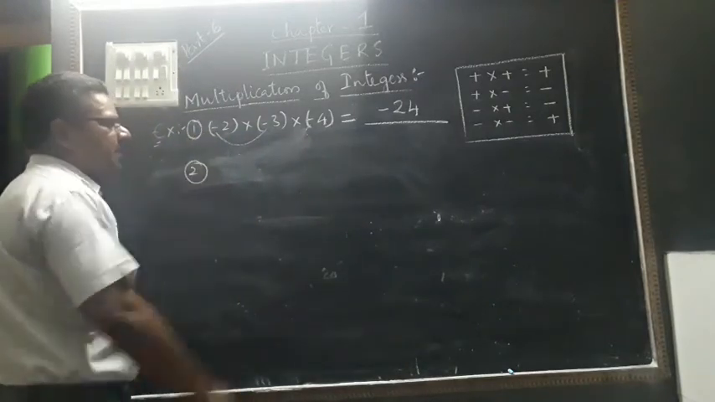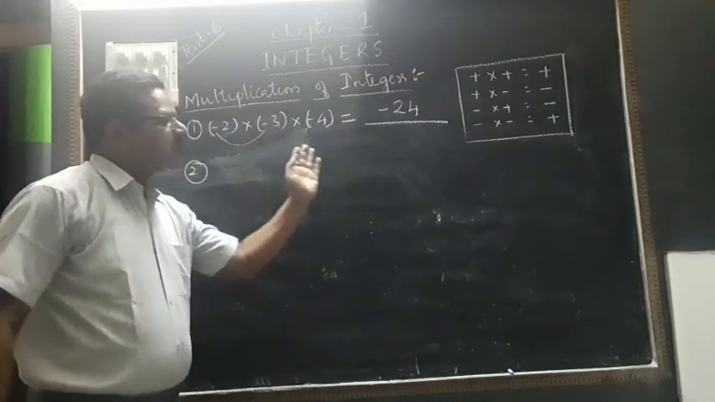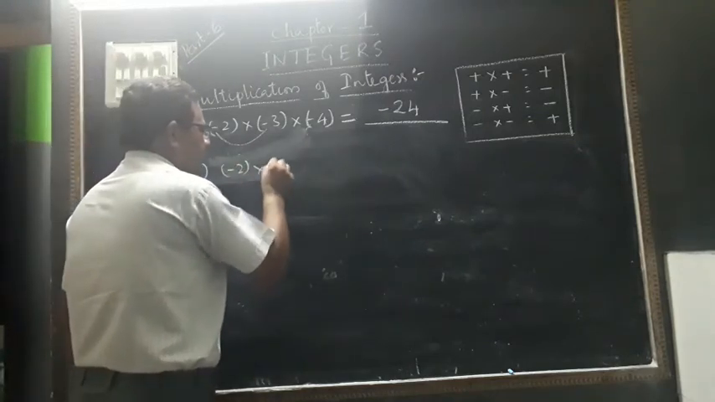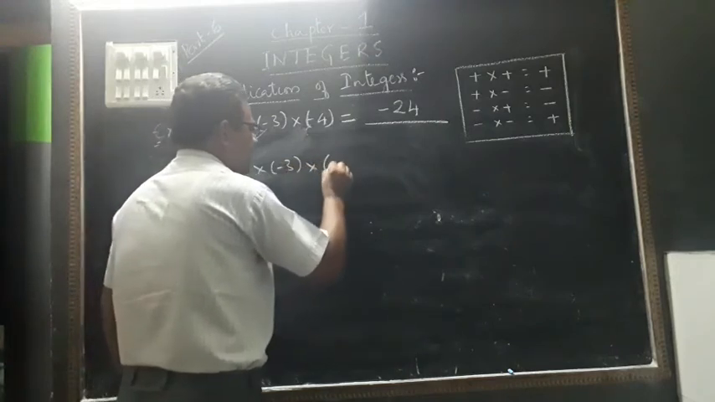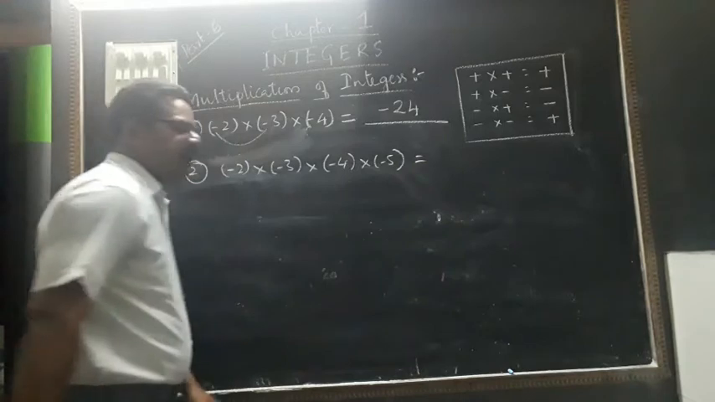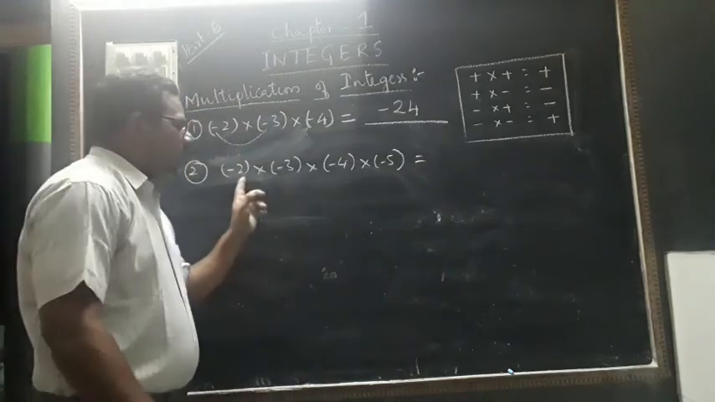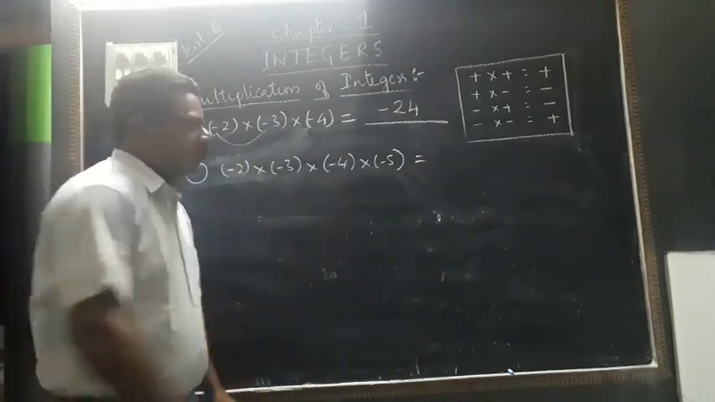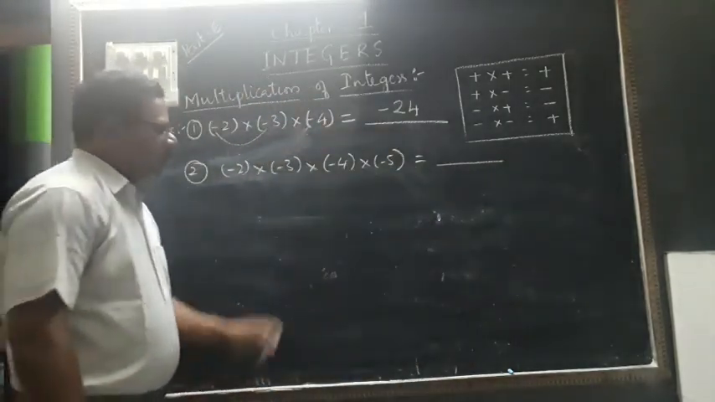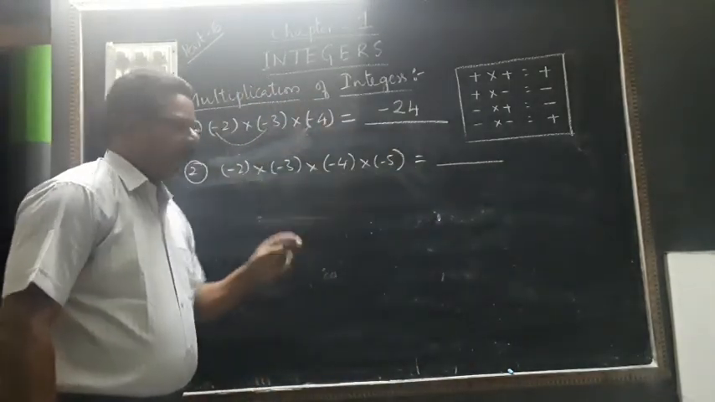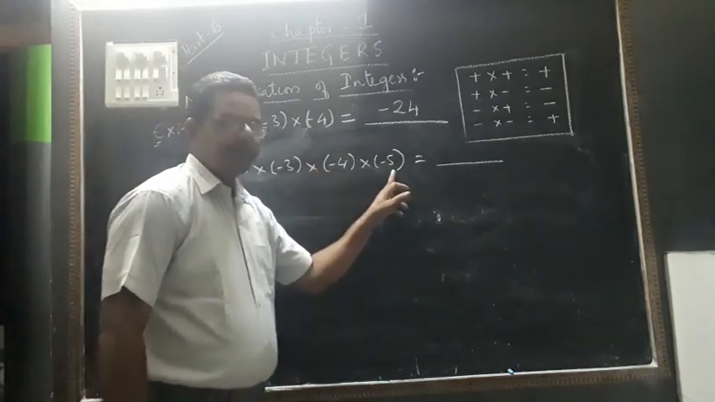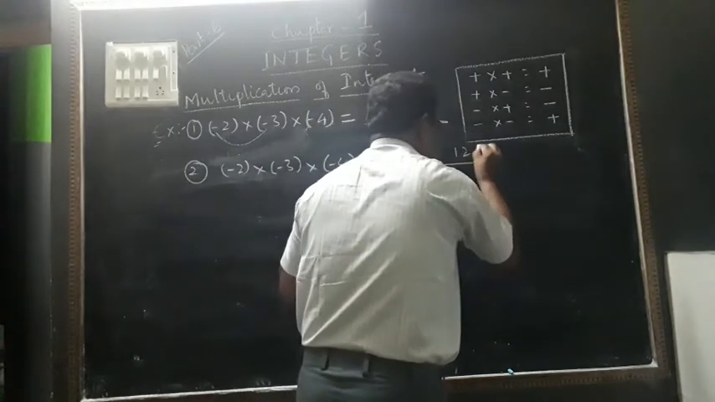And the second example I am going to take. Suppose 4 negative integers I have taken. Minus 2 into minus 3 into minus 4 into minus 5. How many integers are there? 4 integers. Those all are negative integers. So we have to find the resultant value of this product. First of all, we multiply the numbers. 2 3s are 6. 6 4s are 24. 24 into 5 is equal to 120.